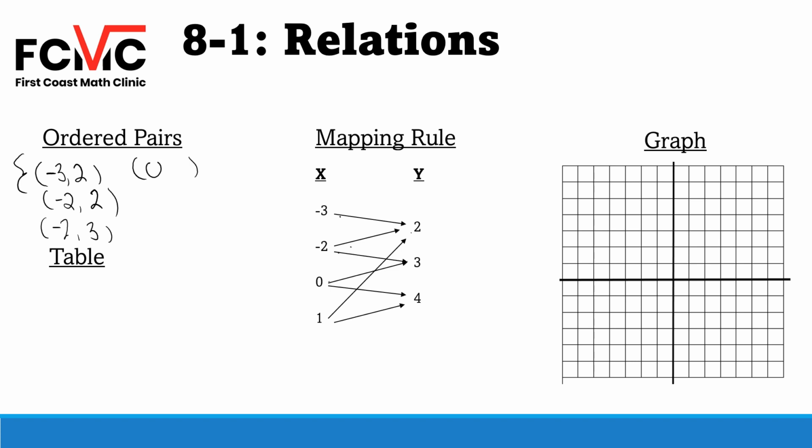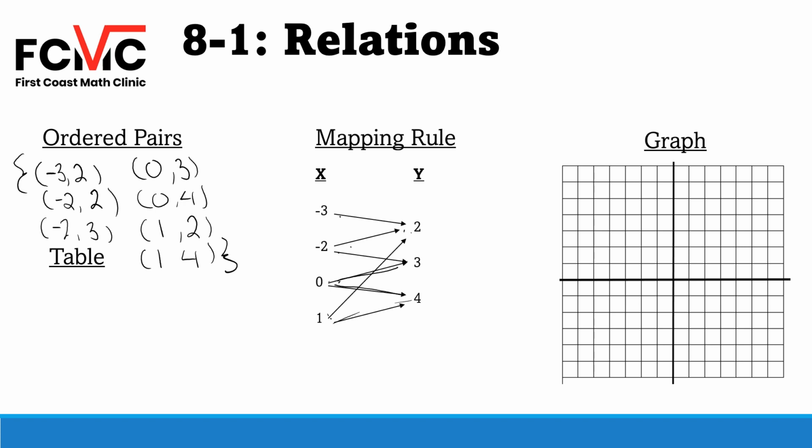0. And 0 is paired with 2 values. So you've got 0 paired with 3 and 0 paired with 4. And then 1. 1 is paired with 2 values. 1 is paired with 2 and 1 is paired with 4. All right, I'll close my bracket here. All right, so these are our ordered pairs.